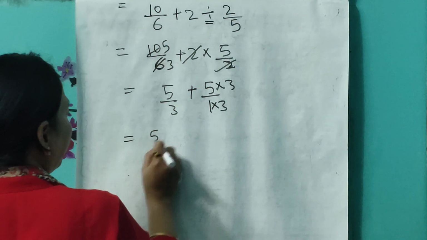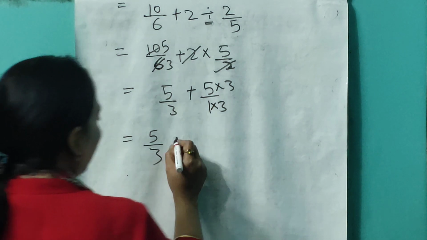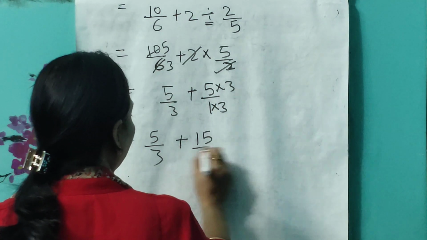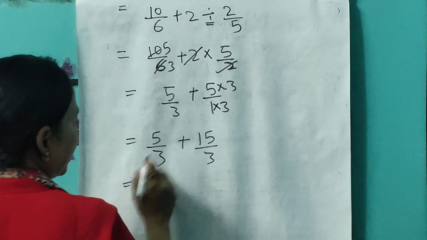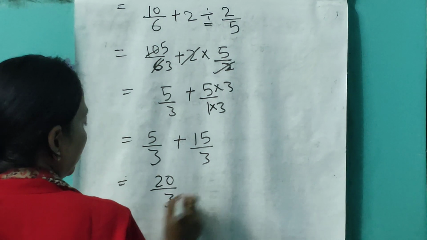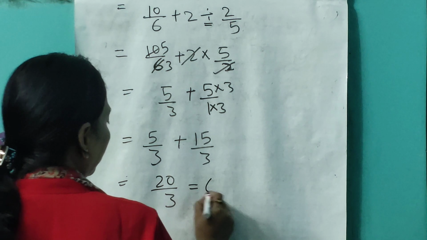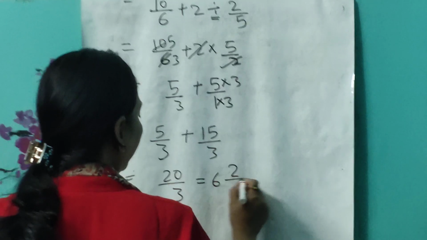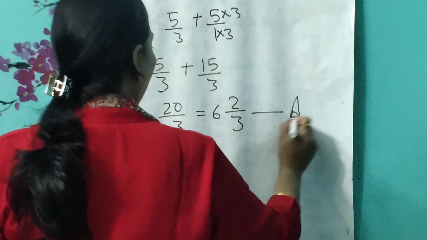So we will get 5 by 3 plus 15 by 3. So now when the denominator is same, you will add the numerator, you will get 20 by 3. 20 by 3 means 3 6s are 18, 6 whole 2 by 3. This is your answer.